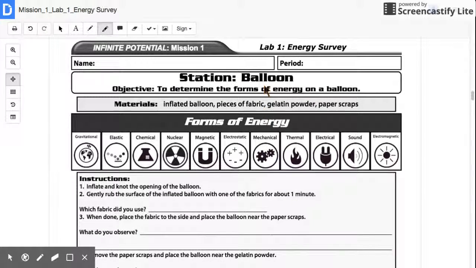We're going to do a balloon. It's going to already be blown up for you, and you're going to rub different fabrics on there to see if it creates any type of energy. And what form will it be? A little bit of a hint, we're going to be looking at static electricity, which falls into the category of electrostatic energy. So that station, you'll definitely have at least one.